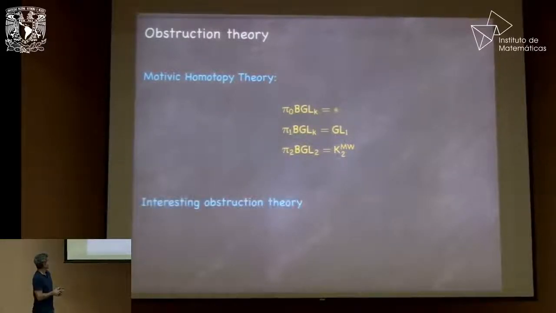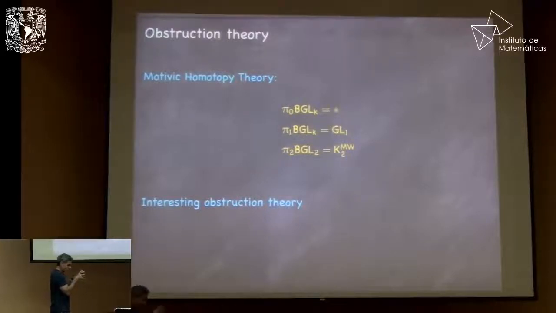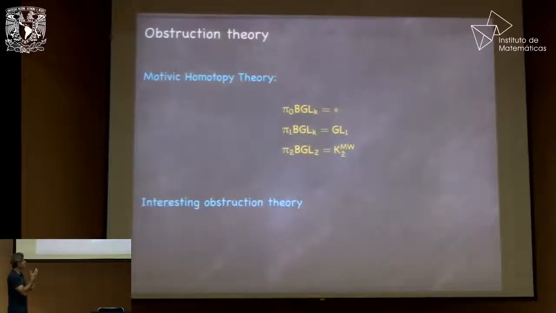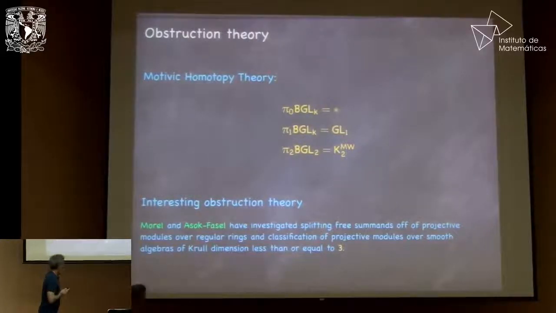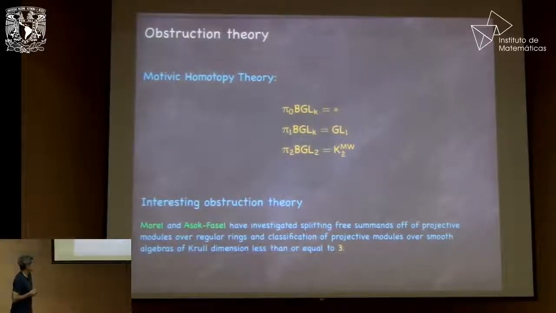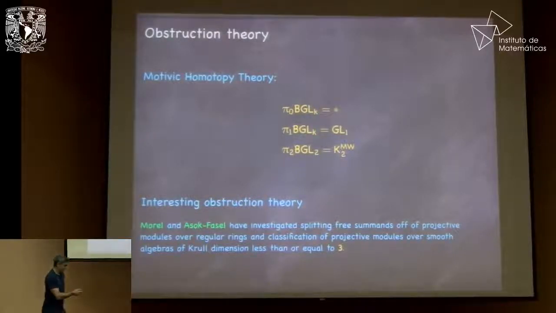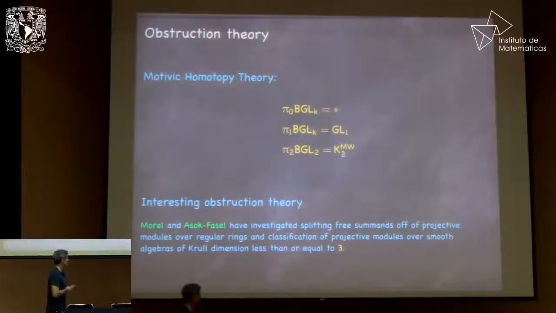So what you're supposed to come away from this with is this idea that in motivic homotopy theory, the obstruction theory and the cohomology really do penetrate and decompose the structure of the objects you're looking at in ways that are unfamiliar if you're looking at it from the point of view of classical algebraic geometry. So this already has many applications. Morel and Asok and Fasel investigated problems like finding free summands of projective modules over regular rings, and they had a lot of success in low dimensions.